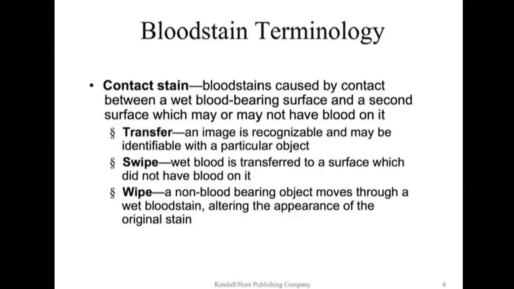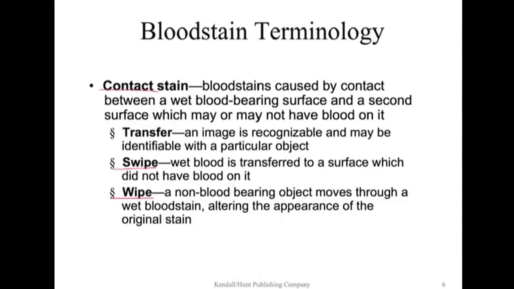A couple other things. There are different types of contact stains. You do need to know the difference between a swipe and a wipe. That seems kind of weird, but there are two totally different types of stains. A swipe is when you have, for example, blood on your hand and you touch a non-bloody surface, and then that moves from your hand onto the surface. A wipe is when your hand is clean and you touch a bloody surface and smear it. So that's the difference between the two. And then transfer, in a general sense, means an image is going to be evident from one to the next.